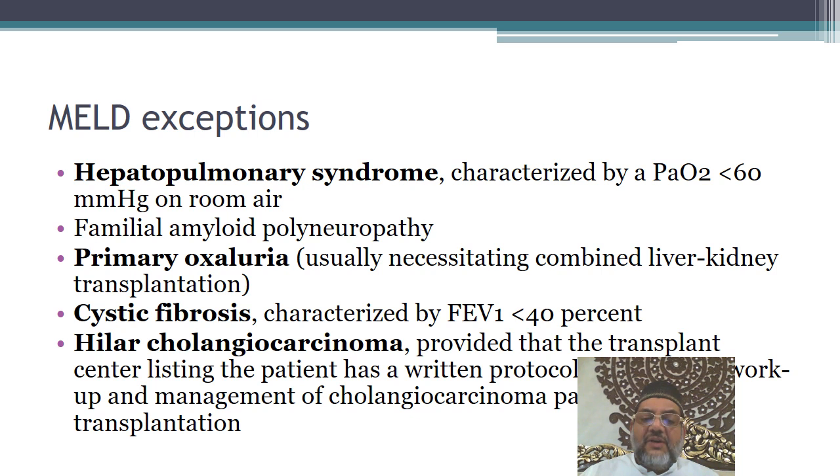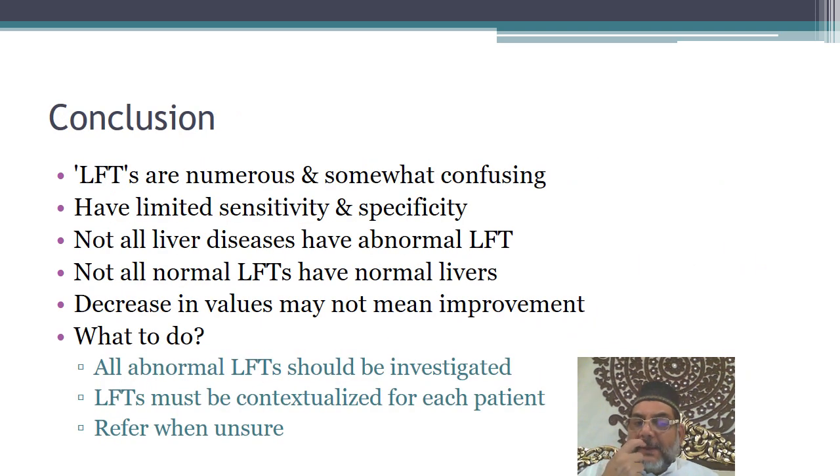Hepatopulmonary syndrome is a very dreadful complication of chronic liver disease, and usually these patients have a very bad prognosis. Primary hyperoxaluria, usually necessitating combined liver and kidney transplant, cystic fibrosis, and hilar cholangiocarcinoma, provided that the transplant center listing the patient has a protocol to detail the workup and the management of the cholangiocarcinoma patient for the liver transplant. So the conclusion is that liver function tests are numerous and somewhat confusing.